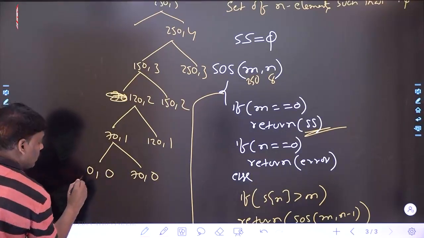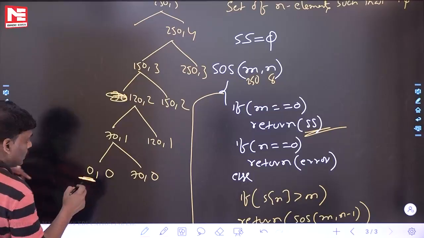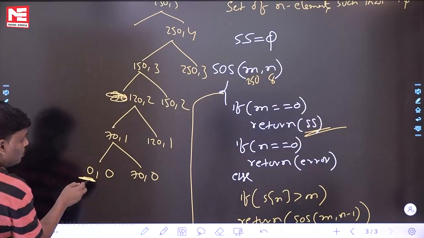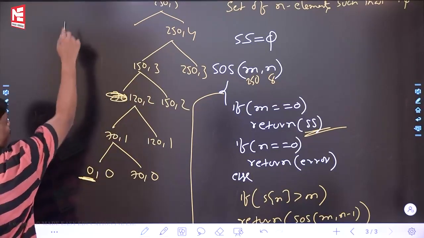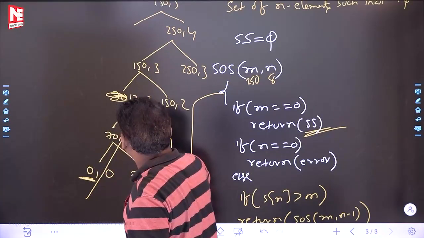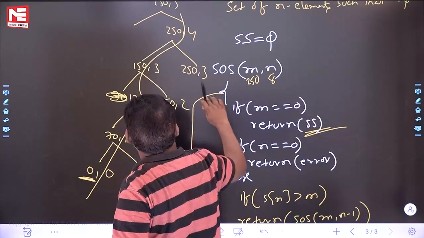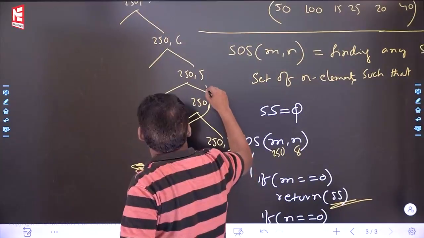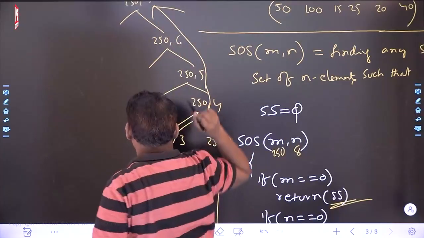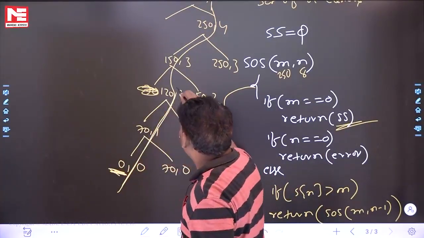See this one, whenever the m value is 0 in the recursion, return SS. What is the answer? See, this path only will return, not the total tree. The total tree contains 2 power n possibilities. Return this path only, this path having 1 SS. Those all will be written, right? Please be careful. This path only will return. Like this, in whichever path the m value is 0, that will be written.